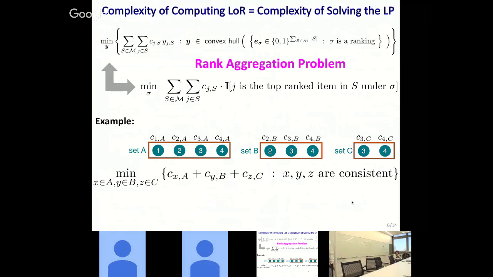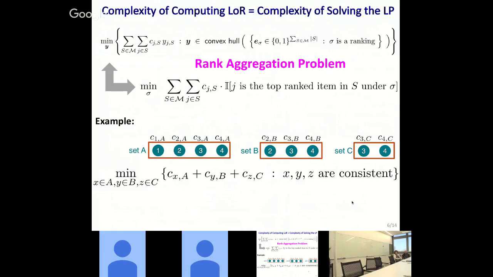I just need to pick the top-rank item X from A, the top-rank item Y from B, and the top-rank item Z from C that minimizes the objective, z_XA plus z_YB plus z_ZC, subject to the constraint that X, Y, and Z are consistent under some rank. Right? This seems almost like a simple optimization problem. You can literally just separate each of them and optimize them separately. You can't do that because of this constraint, right?